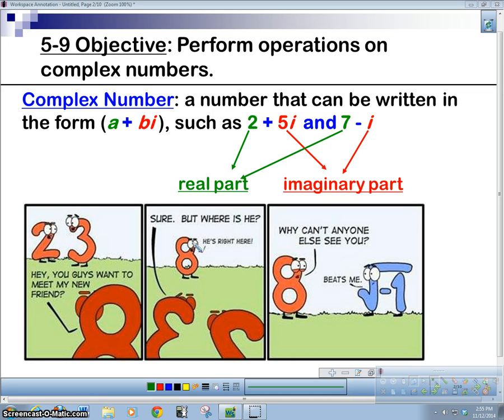Mr. Myers is here, and in this video, this is part 2 of my complex numbers video. So we're looking at complex numbers or imaginary. Remember, we have an imaginary part, and we have a real part for imaginary numbers.